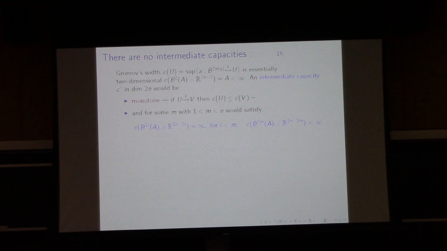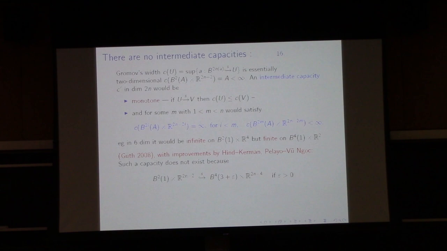Of course, you've got the volume, which is when i is n, but we're interested in an intermediate one, which is not the capacity I've described, which is when i is 1. It's not the volume, it's something intermediate. So for example, in dimension 6, it would be a measurement that would be infinite on the cylinder, which is just finite in these two directions, but it would be finite on a four-ball times R^2. So that's a question. Is there some symplectic measurement of that kind?